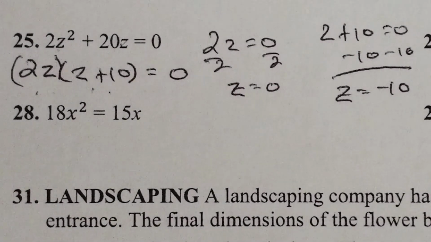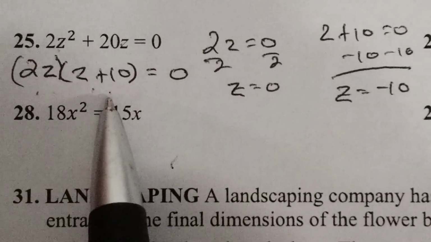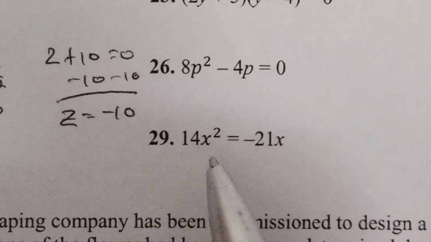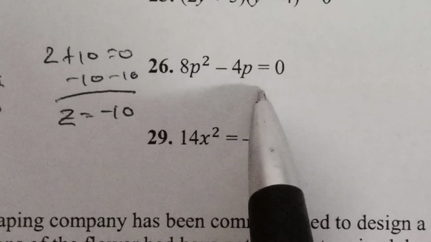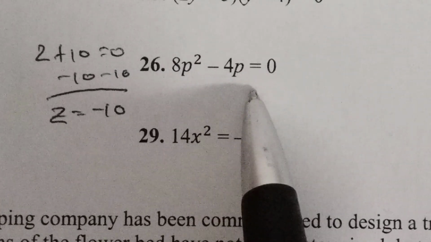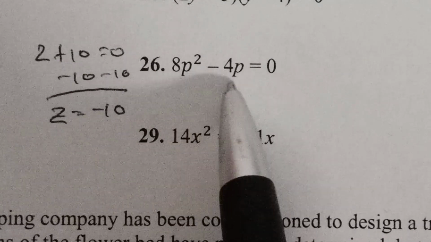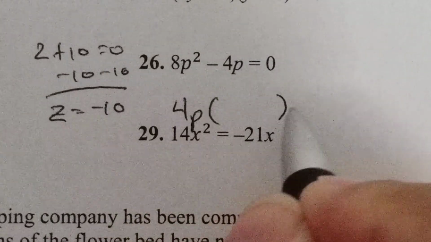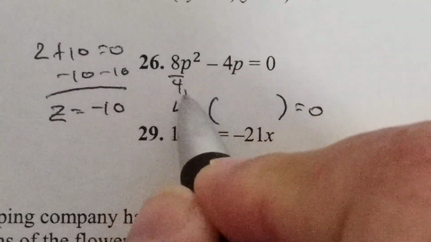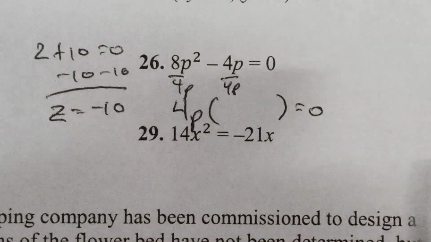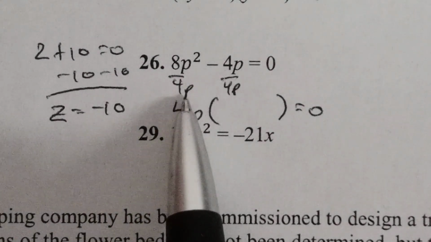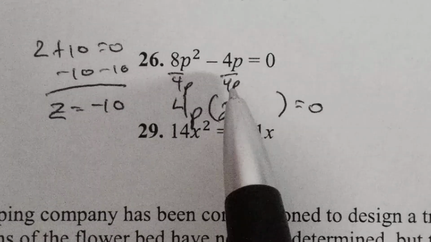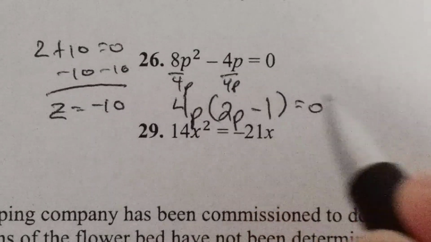So it still worked the same way. You're just factoring it a different way. You're using the GCF. So a question like 26, 8p squared minus 4p equals 0. So the GCF here would be 4p. So I'm going to factor out a 4p. Remember, the process was divide everything by 4p. So 8p squared divided by 4p would leave me with just 2p. And 4p divided by 4p would be a 1.